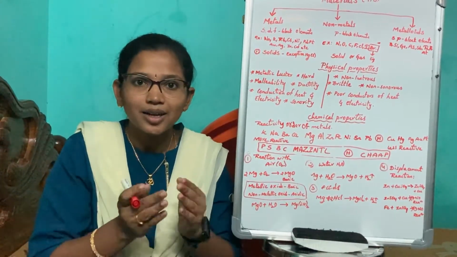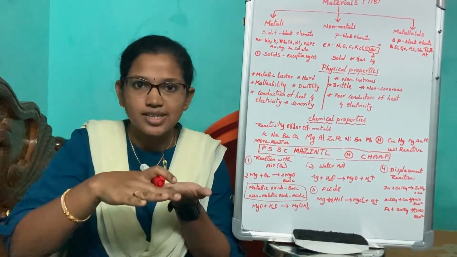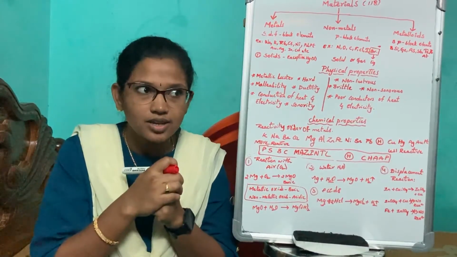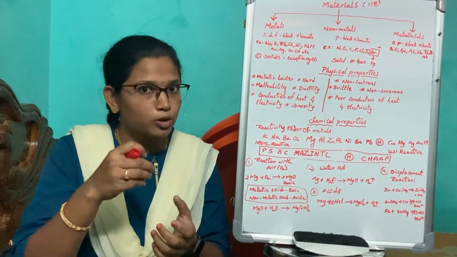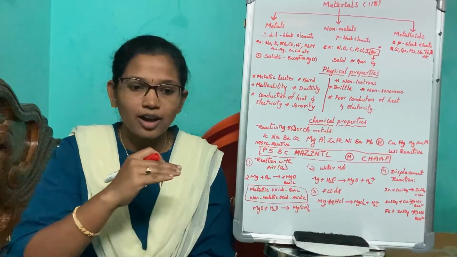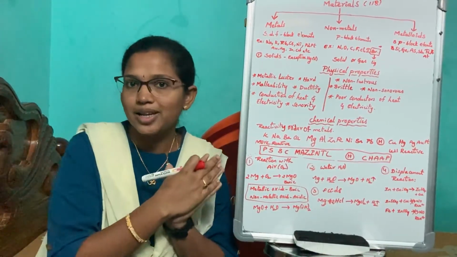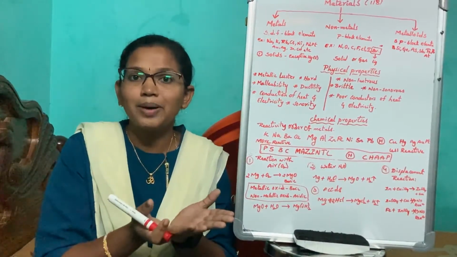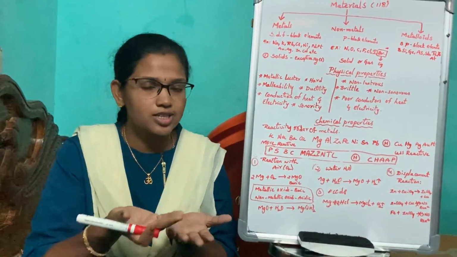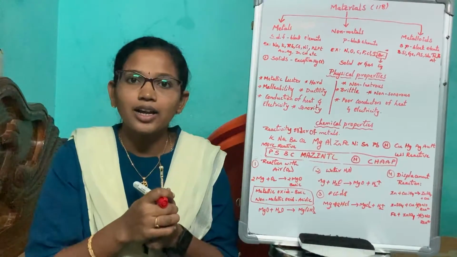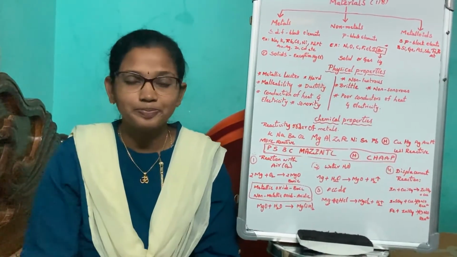Another awesome property is malleability. We can make the material into sheets. That's the reason we use aluminum foils for food packing, and on sweets we have a silver layer. Because of this malleability, we make metals into sheets, like iron sheets for different purposes. Another awesome property is ductility.